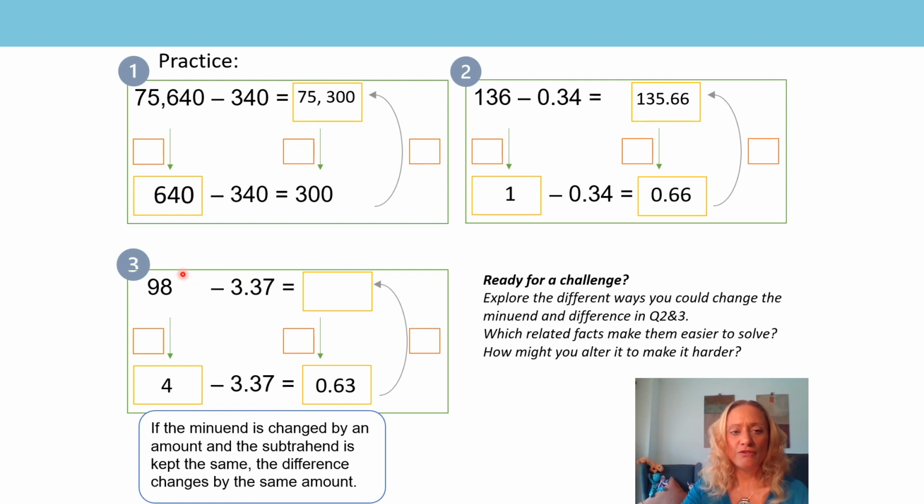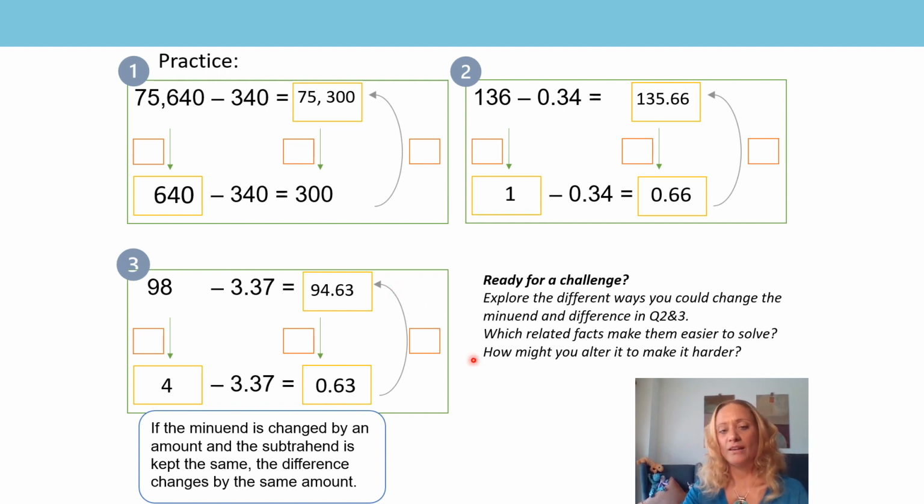So the difference between 4 and 3.37 is 63 hundredths. Excellent. So what have I subtracted from my minuend? I've subtracted 94. Super. And so am I done now? So 98 subtract 3.37 is 0.63? No, that's right. I've got to add 94 back on here, haven't I? Did you all do that? So the difference between 98 and 3.37 is 94.63, fantastic. So I subtracted 94 from the minuend, which meant that 94 had been subtracted from the difference, and I had to add that 94 back on for my original subtraction.